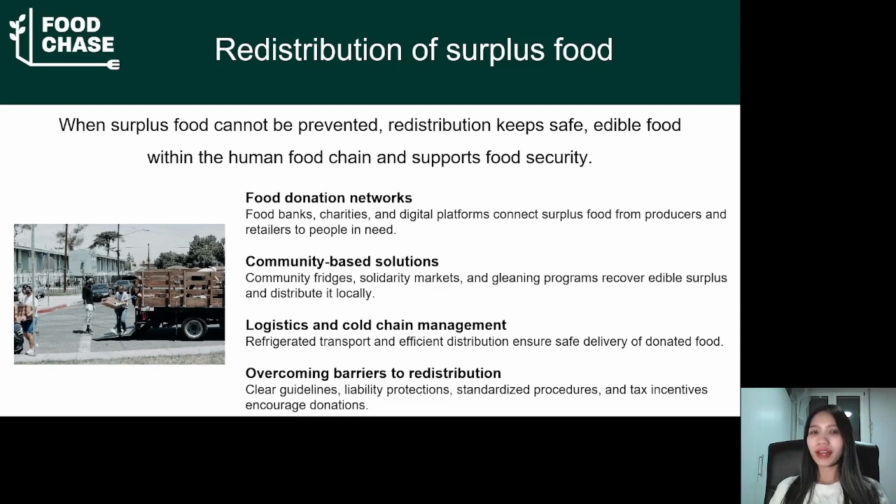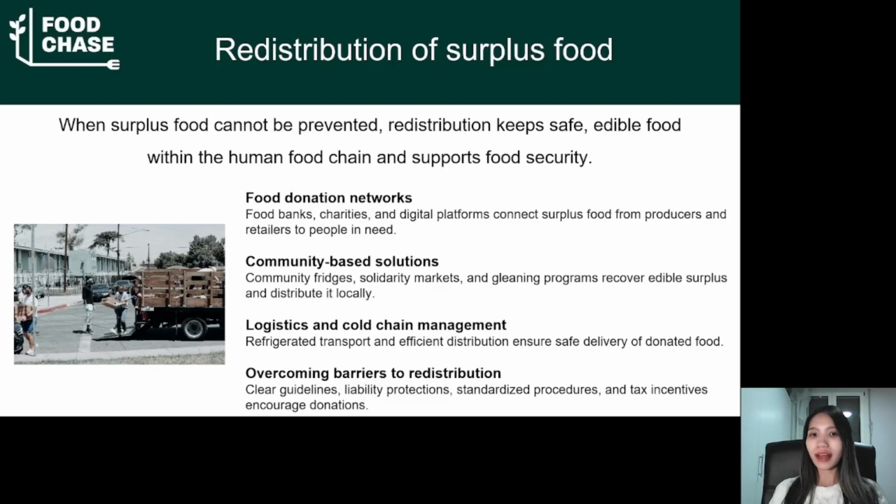When surplus food cannot be prevented, it can be turned to redistribution that keeps safe edible food within the human food chain and support food security. In this way, the food still keep its value because it still aim for human consumption. Some practice in redistribution can be food donation network like food bank, charity, and digital platform that connect surplus food from producers and retailers to people in need.